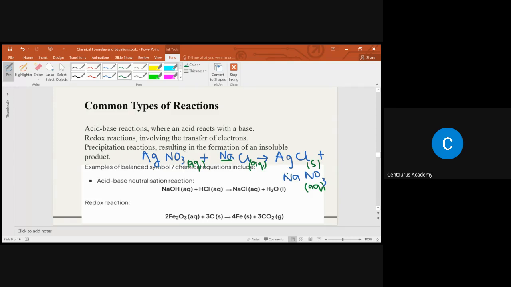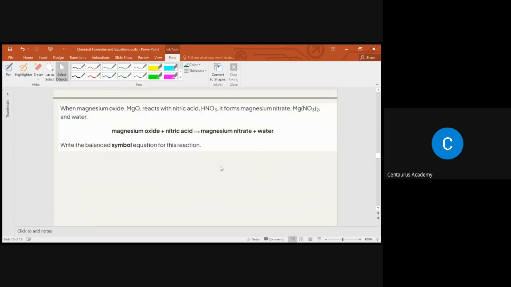Now, if you look into this, is this a chemically balanced equation? Yes, it is. We don't need to do anything here. Okay, so far. So this is an example of a precipitation reaction. Acid-base neutralization, we've done this. Redox reactions basically involve the transfer of electrons, loss and gain, oxidation and reduction, which are taking place in this scenario.